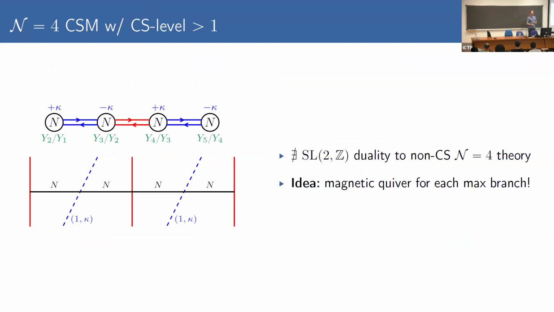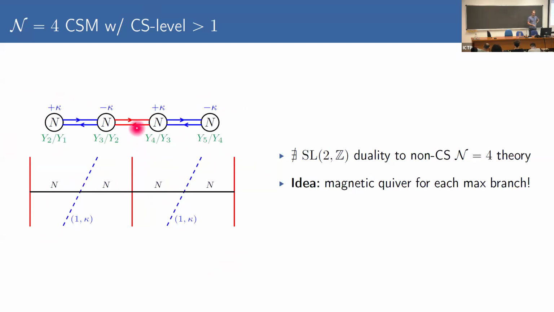So take a simple example. That is, we have 3 NS5 branes. We have these (1,κ) branes. So you would get a Chern-Simons matter quiver, which has 4 gauge nodes. They have alternating Chern-Simons level κ, minus κ. They have bifundamental matter fields, and then that's life. Okay. Now what we want to do is start reading off a magnetic quiver for each maximal branch. So let's start with the NS branch.